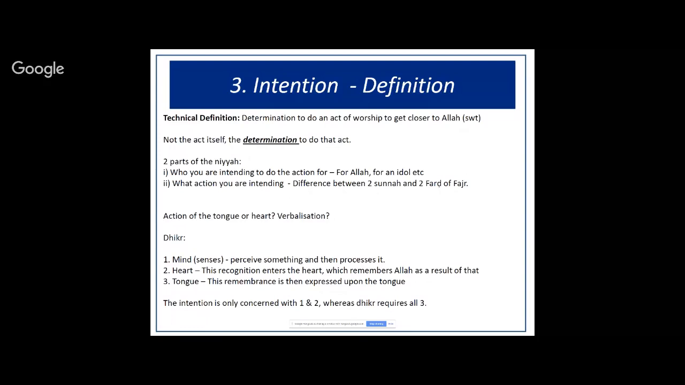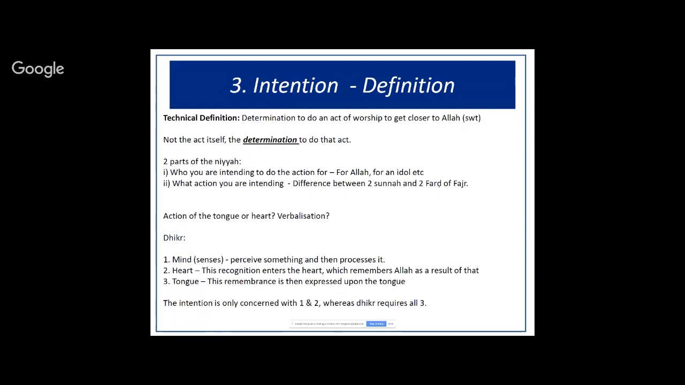So this is a very common question, probably mentioned many times: is the niyyah an action of the tongue or the heart? And we say obviously that the niyyah is an action of the heart. It is not a dhikr. So we see people verbalizing the niyyah, very common, and it's now become such a rife habit. People feel if they don't verbalize the niyyah that they haven't made the niyyah.